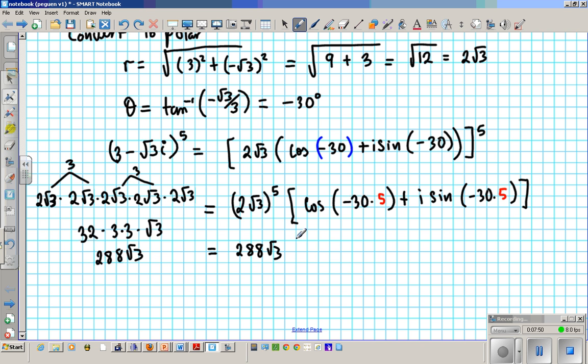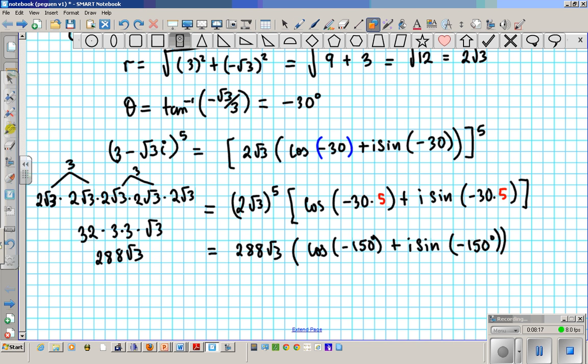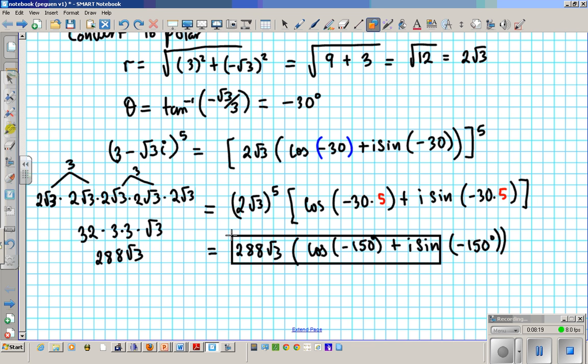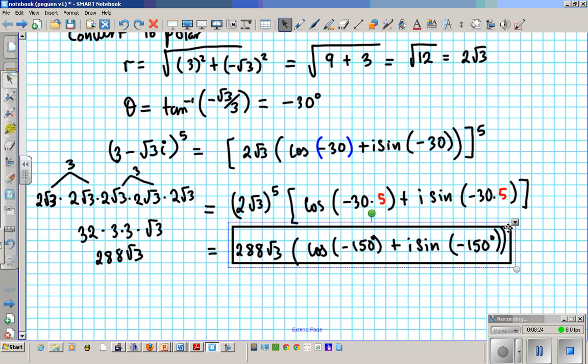And then if you multiply these angles, you're going to have cosine negative 150 plus i sine negative 150. These are degrees. So guess what? We have our answer in polar form. This is a polar formulation of our answer. But the question asks us for polar and rectangular form, so we're going to have to compute what the value of this is in rectangular form.